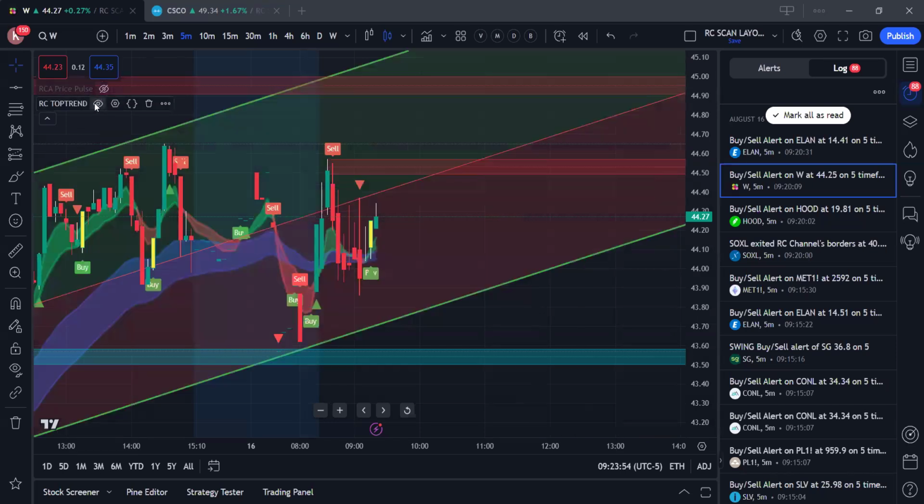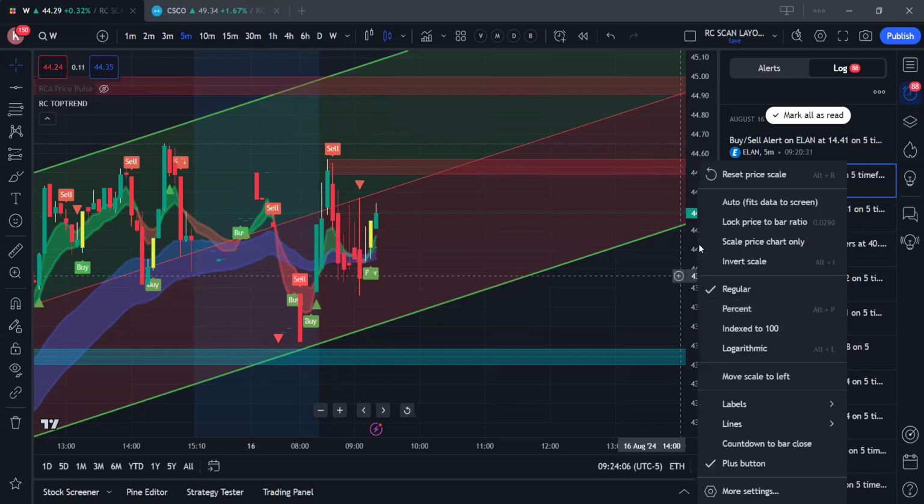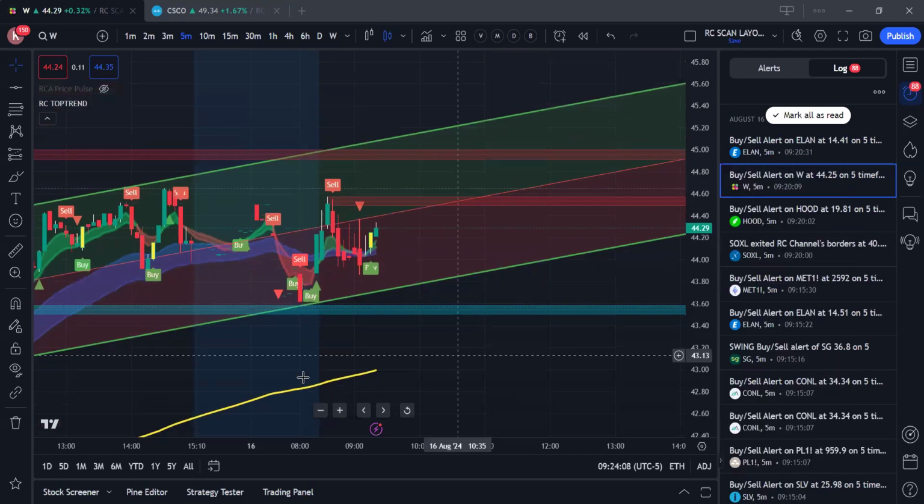Then let's go one by one. So our top trend gave the buy. Your swing cloud is blue. Your day trading cloud is green, which is good, right? Also, it is above EMA 200, within the top trend indicator.